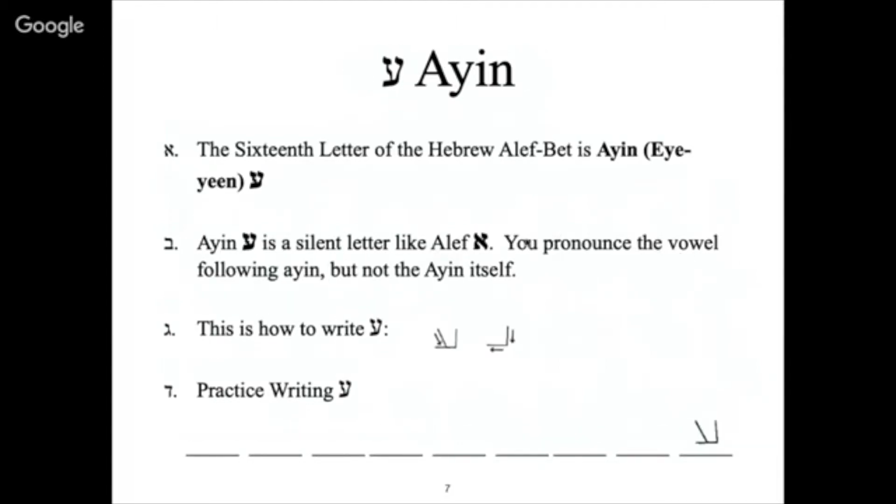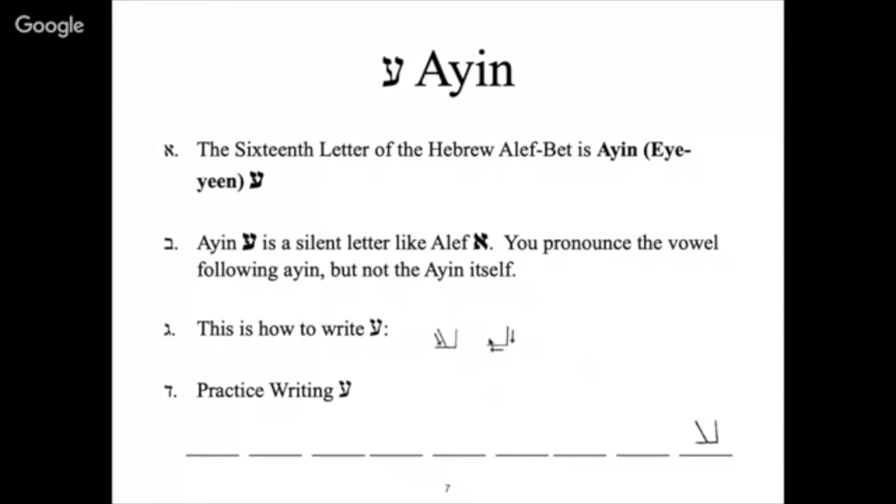Also, we have the Ayin, the 16th letter of the Aleph-Beit. Ayin. It is a silent letter, like the Aleph. You pronounce the vowel following the Ayin, but not the Ayin itself. Silent. Okay, so this is how you write it. You make a sideways L, come down and over. Then come in a little bit, and then make a little diagonal up. It's almost like a weird looking Y, basically.